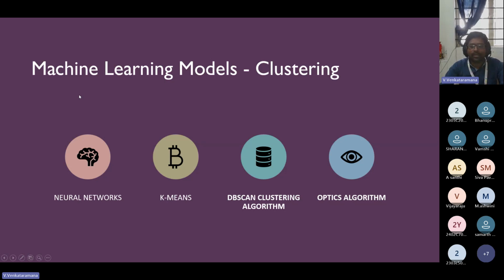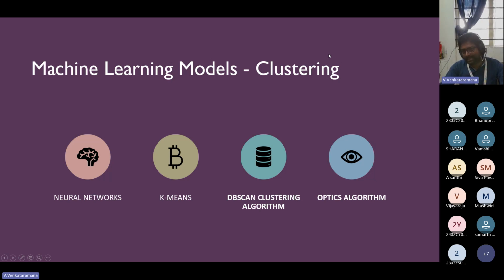And the machine learning models which are used for the clustering problem. You can use neural networks to solve the clustering problem. You can use the K-means clustering algorithm to solve the clustering problem. And you also have the DBSCAN clustering algorithm and the OPTICS algorithm. So there are different machine learning algorithms available to work on clustering problems.